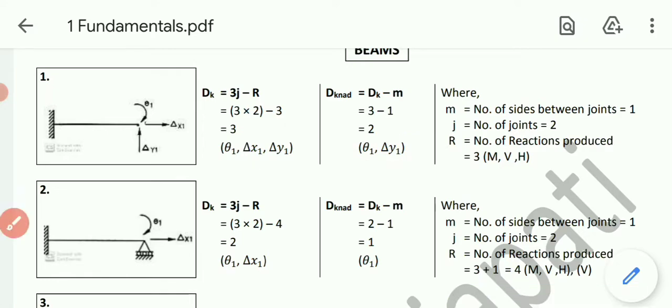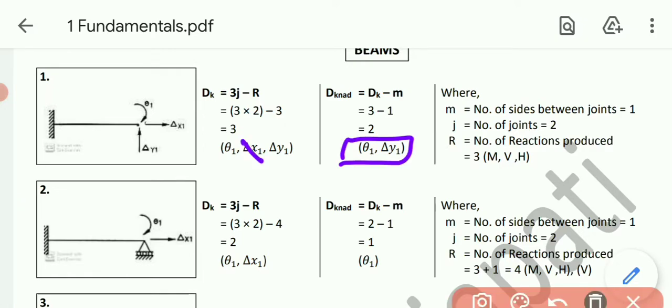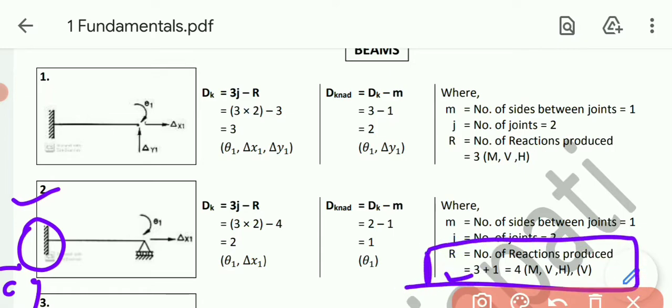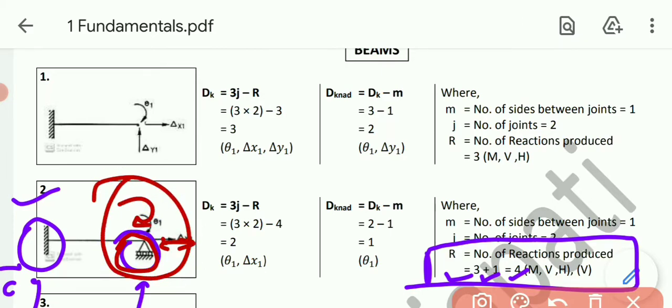Next, example number 2. Now at the fixed support, 3 reactions will be there: vertical, horizontal, moment. So capital R is 3. And over here a roller support is there, so 1 vertical reaction: 3 plus 1 is 4. As the roller support produces only a vertical reaction, the remaining displacements produced will be horizontal, as well as rotation. These 2 will be produced.